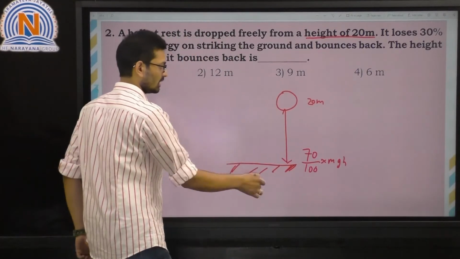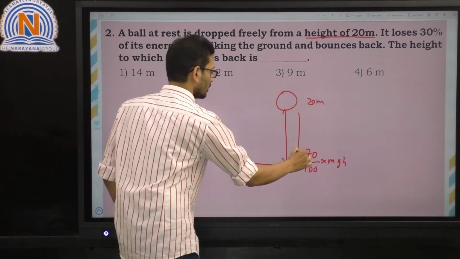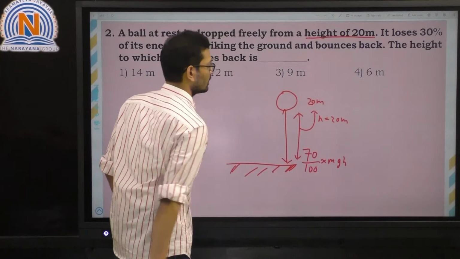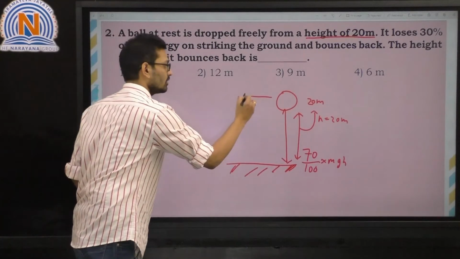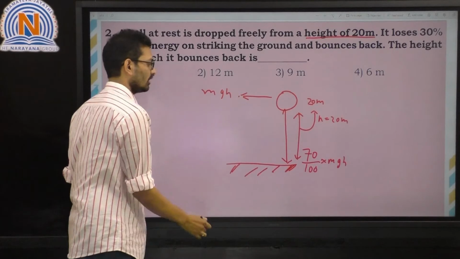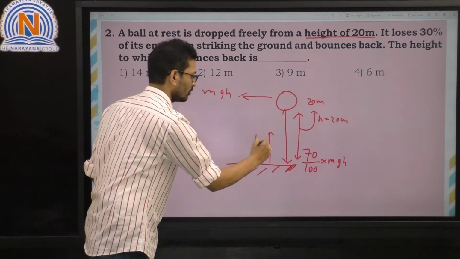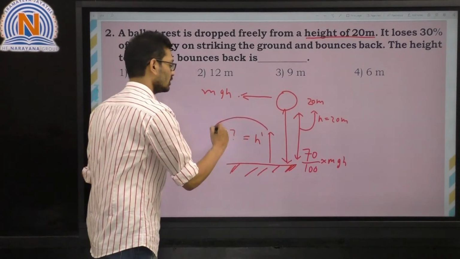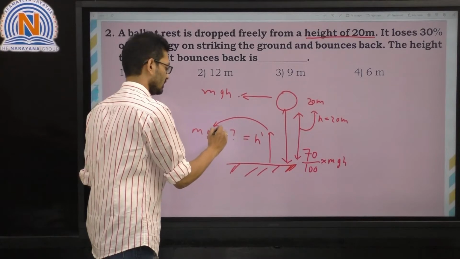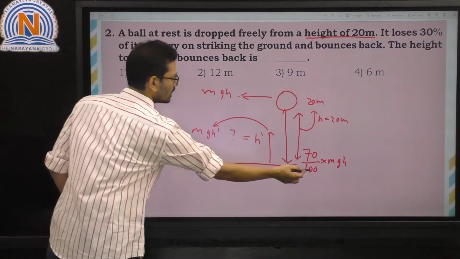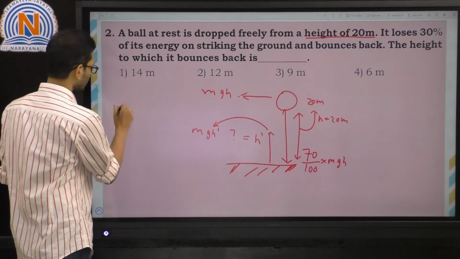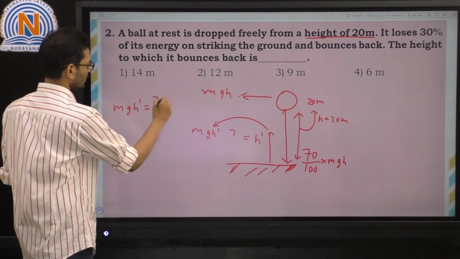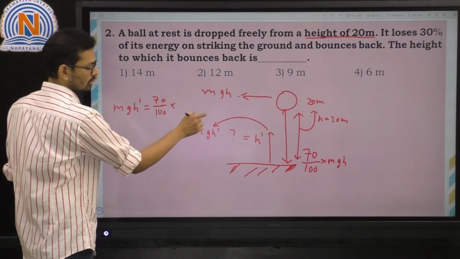And after that, it rises. The height from which it has fallen is 20 meters, so h is equal to 20 meters. The energy at the start is mgh. After hitting, it rises to a height I don't know, and I'm going to take it as h dash. The energy at that point is mgh dash. Here I'm going to equate mgh dash is equal to 70 by 100 into mgh.